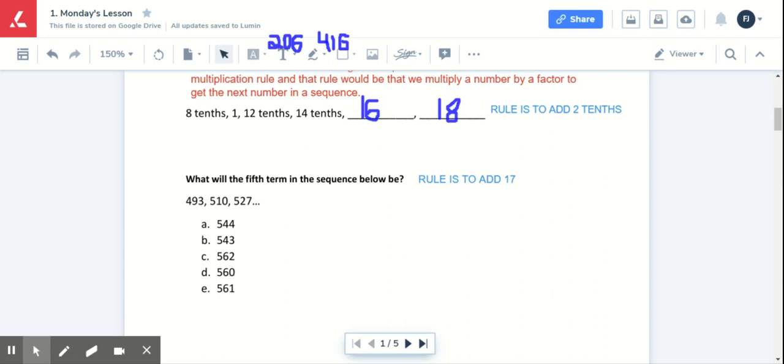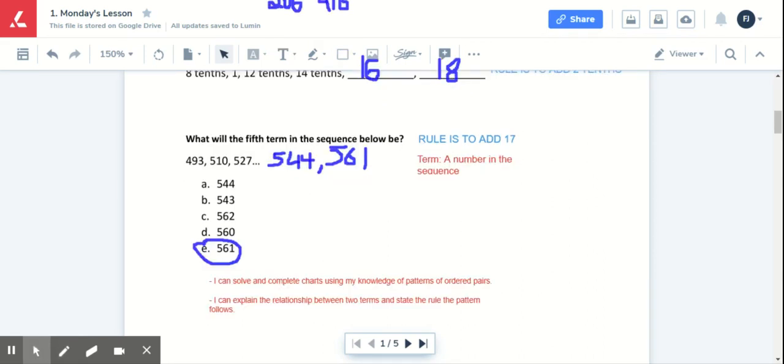But we're looking for the fifth term. So now take a moment to think about it. What would be our fifth term in this number pattern? Right. So if we add 17 to 544, we get E, 561. So in this case, we know that the fifth term, which is the fifth number in the sequence, would be 561.